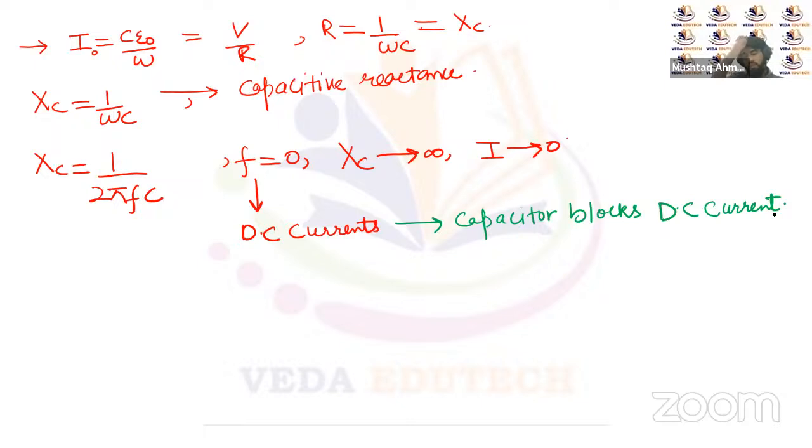So DC current is blocked by the capacitor, because for DC, the frequency is actually equal to 0, right?